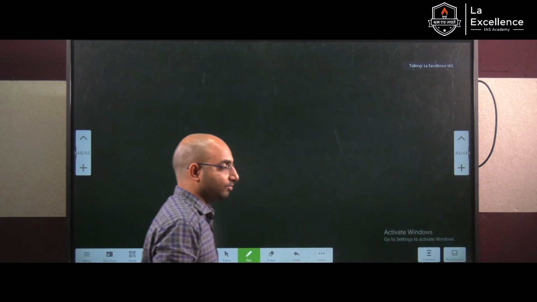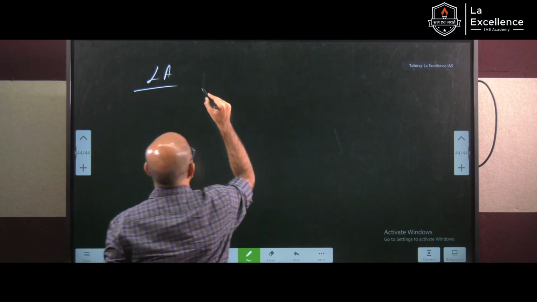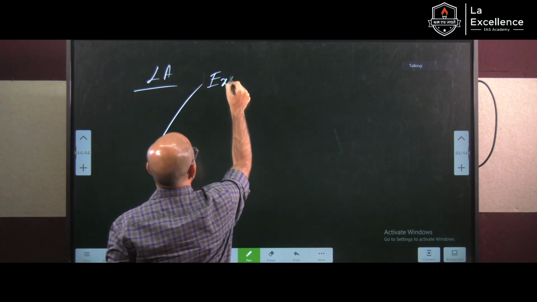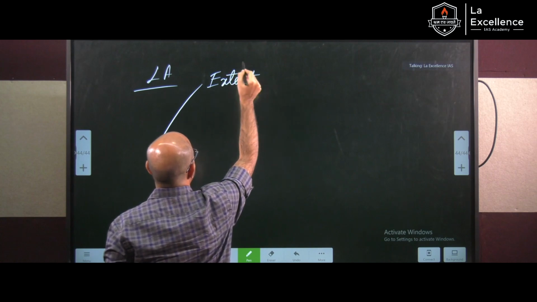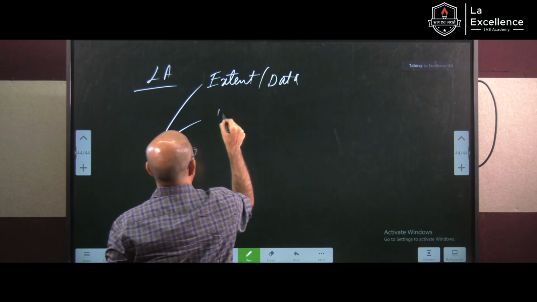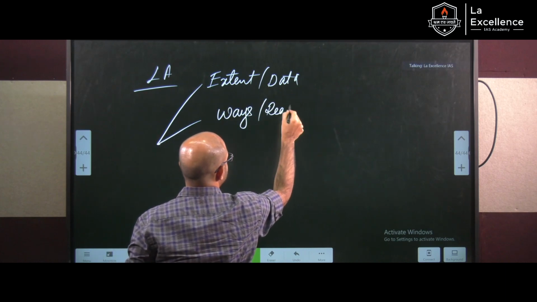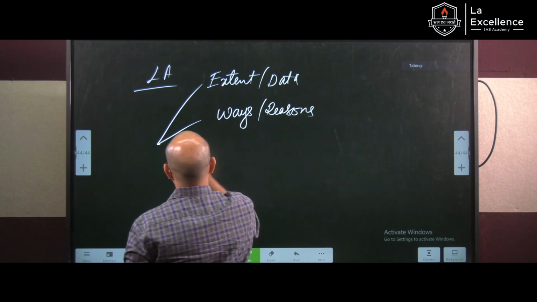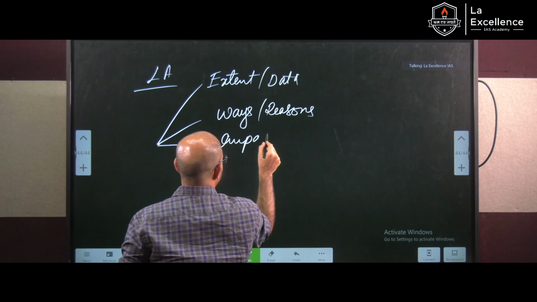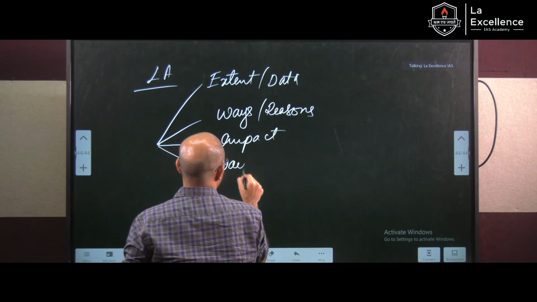So whenever you're talking about land alienation, the answer must have a very simple framework, because most of you wrote just that you didn't discuss all the angles. First talk about the extent or some data, and then ways in which this happens, ways or reasons. Next, impact. This is optional. You can write or you can choose not to write. Then way forward or mitigation measures.